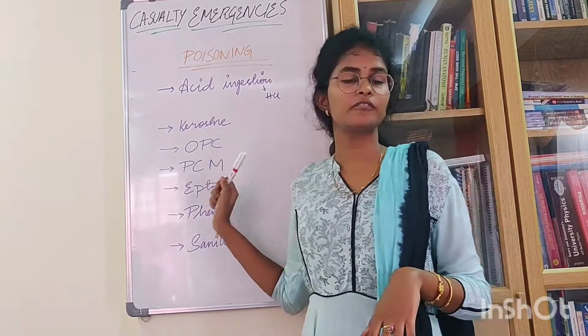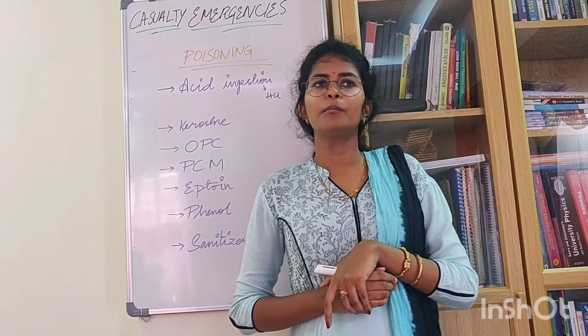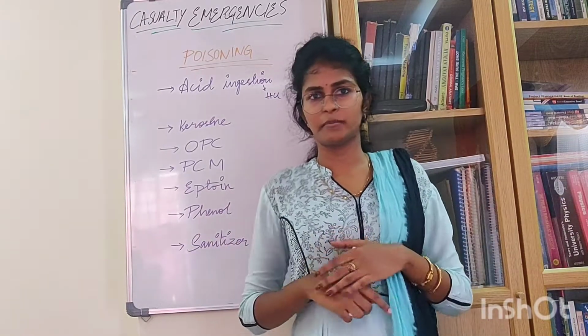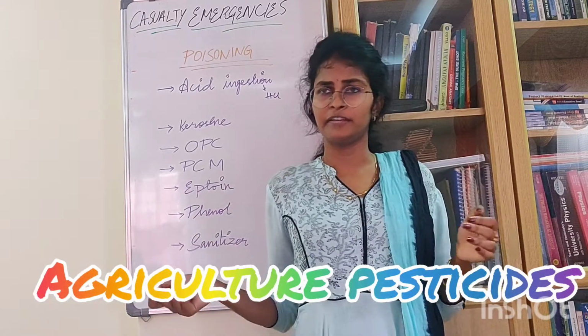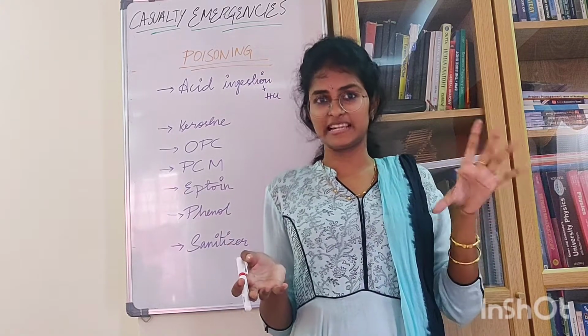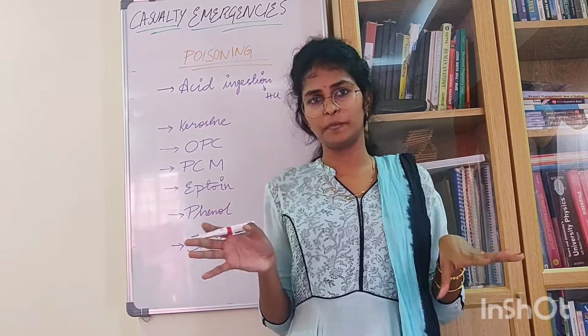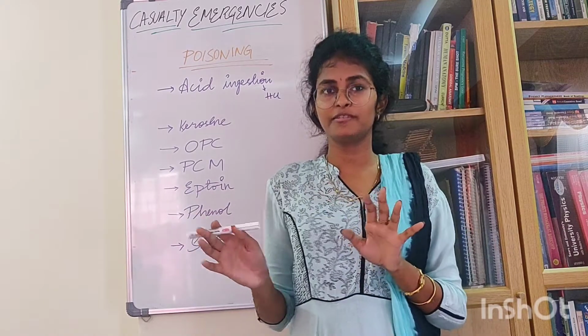And then coming to organophosphorus compounds. So what are these organophosphorus compounds? Well, we have a lot of OPCs available out there, malathion, parathion, and then you have all the agricultural pesticides that you use for farming. Most of them are OPCs, okay?